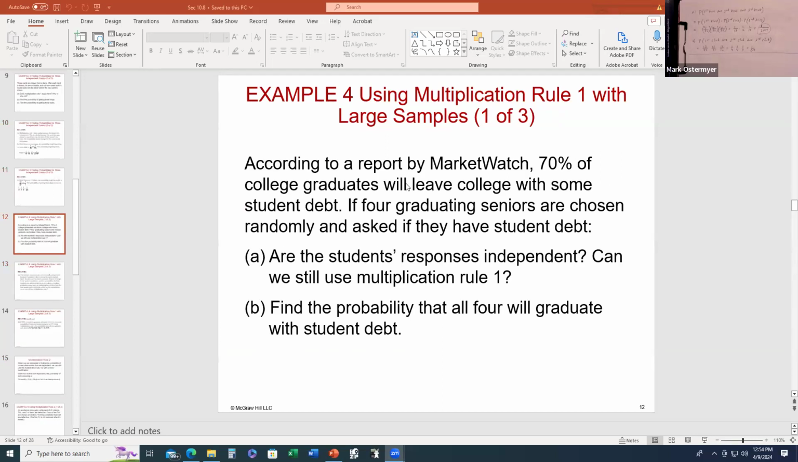So according to this report by Market Watch, 70% of college grads will leave college with some student debt. If 4 graduating seniors are chosen randomly and asked if they have student debt, are these student responses independent? For all practical purposes, we would say they are, because the sample is so much smaller than the overall population size.